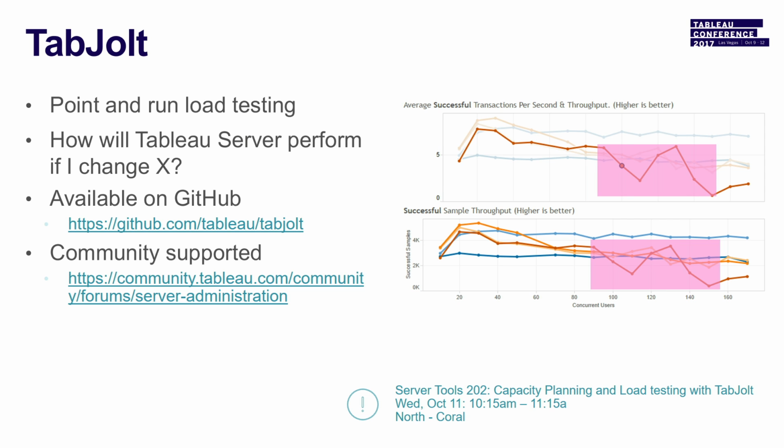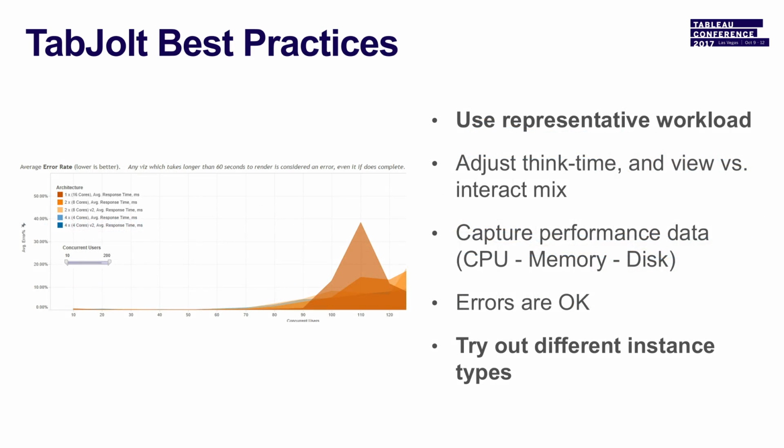At the highest level, I like to use this tool to discover the best combinations of storage and compute. You make a change, you fire TabJolt, you see what the number is, you make another change, you fire the tool again, you see what the number is. As we already said, it's available on GitHub, just like Tabmon, supported by the community. A couple rules of thumb.